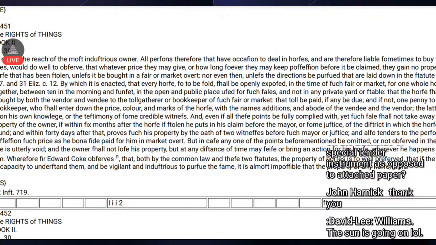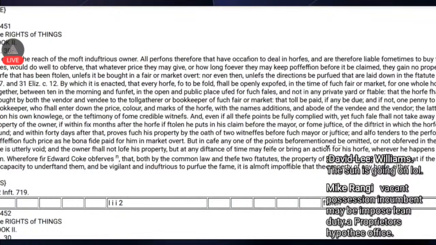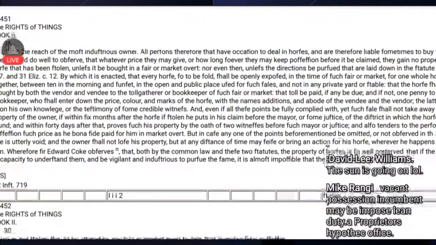of Elizabeth, by which it is enacted that for one whole hour together, between ten in the morning and sunset, in the open and public space used for such sales, and not in any private yard or stable, the horse shall be brought by both the vendor and vendee to the toll gatherer and bookkeeper, who shall write down the price, color, and marks of the horse, with the names, additions, and abode of the vendee and vendor. The latter is to restore the property to the owner, if within six months after the horse is stolen he puts in his claim before the mayor or some justice of the district in which the horse shall be found.